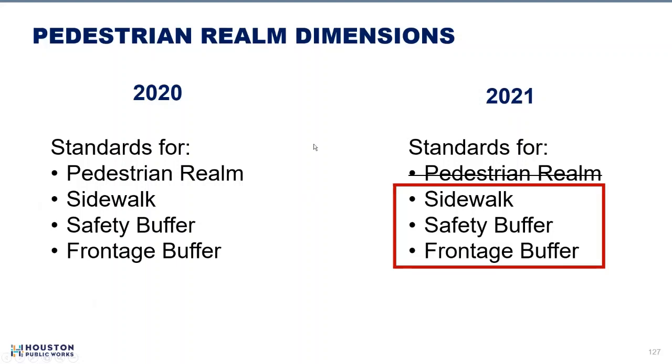Okay. Another technical change from last year is that we previously defined specifically the pedestrian realm as well as the components of the pedestrian realm. We had minimums for the pedestrian realm, sidewalk, safety buffer, and frontage buffer. However, for this year, because the pedestrian realm is the same thing as its components, we have completely taken out the standards for the pedestrian realm and are defining them solely within the minimum requirements of its components, the sidewalk and the two buffers. I think that'll just make things a little bit clearer, hopefully. That's not supposed to complicate things, it should make things easier.